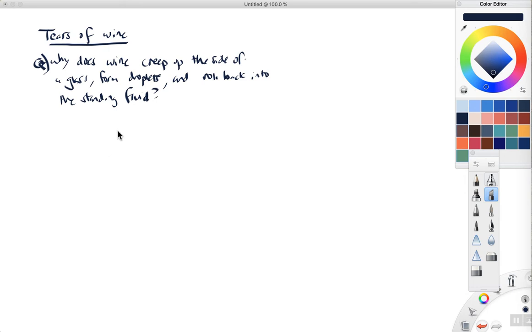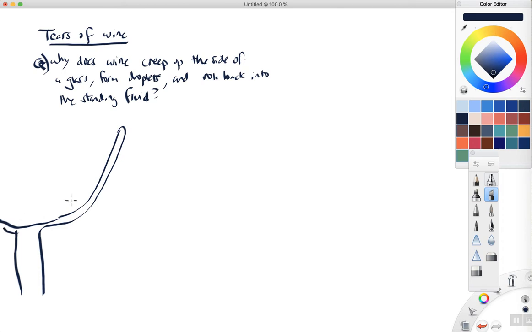Let me draw a picture here. Let's suppose this is the cross-sectional view of the glass. Okay, here's the stem of the wine glass. Whoops, it's not very good.